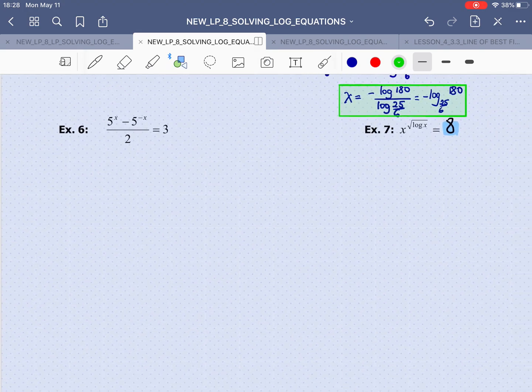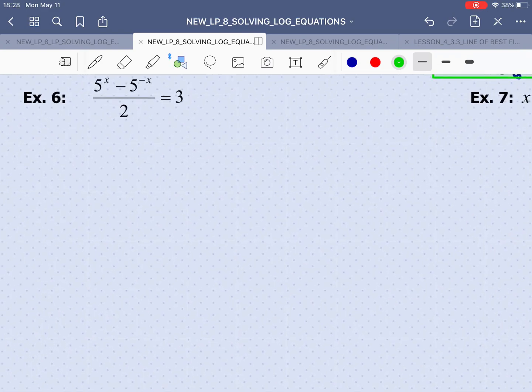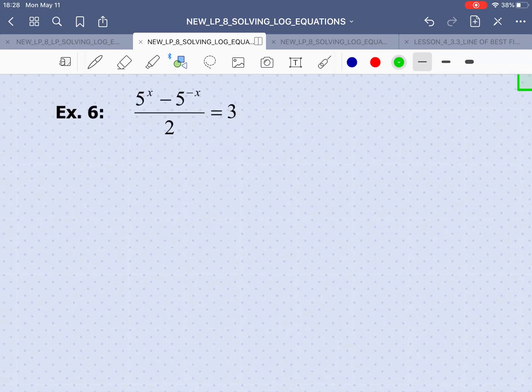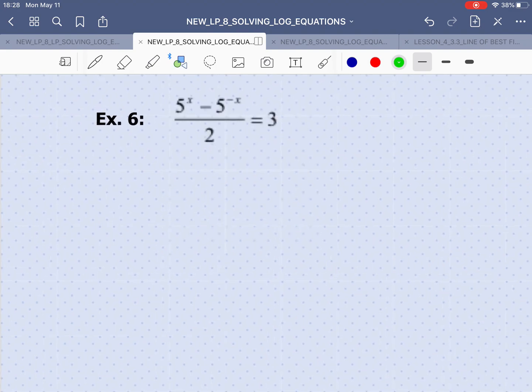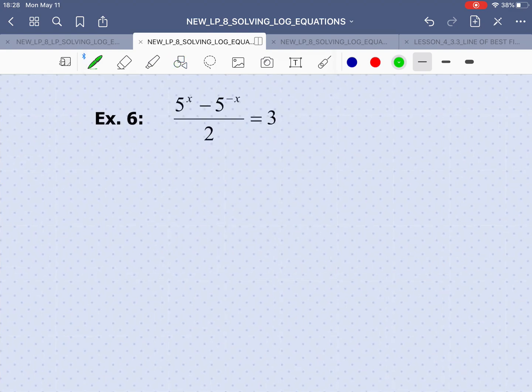Example 6. In example 6, we have 5 to the x minus 5 to the negative x, over 2, equals 3. So again, an exponential equation. What I want to do first is get rid of that denominator. So we have 5 to the power of x minus 5 to the negative x equals positive 6. Remember, you simply multiply by 2 both sides, right? And that will kill that 2 here.